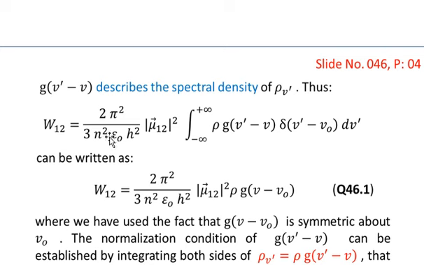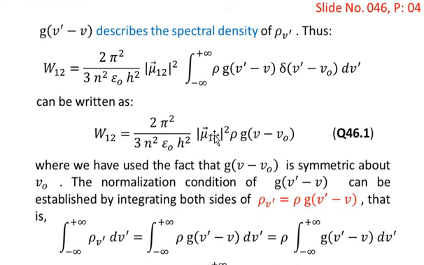So W12 is equal to 2 pi square divided by 2 n square epsilon naught h square, multiplied by the absolute square of mu12, into the integral of rho g of nu prime minus nu multiplied by delta of nu prime minus nu naught. The integration limits are from minus infinity to plus infinity, that is the sum over all emitted wave frequencies, and the frequency element is d nu prime. So this W12 can be written, after performing the integration, as the result shown in equation number 46.1.